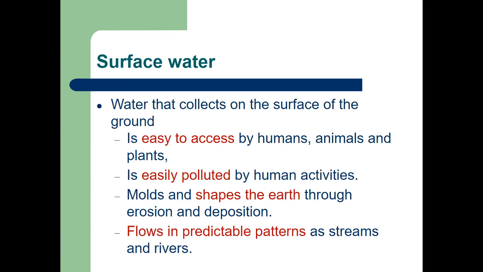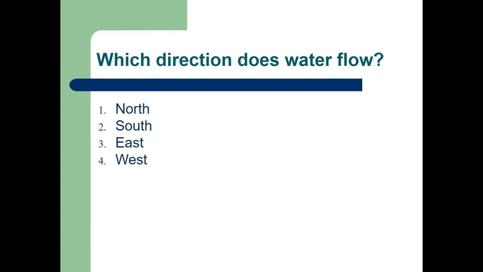It molds and shapes the earth through erosion and deposition. It flows in predictable patterns as streams and rivers. Which direction does water actually flow? Now, I want you to think about this. Look at a map and think about all the rivers and streams that you see out there. Which direction do they flow? Is it north? Is it south? East? West? I bet you've narrowed in on two of them, haven't you?